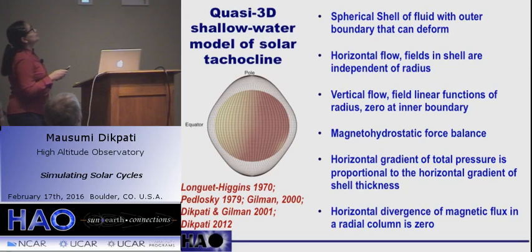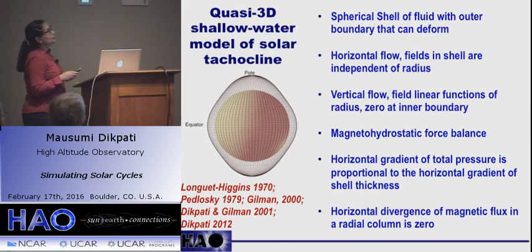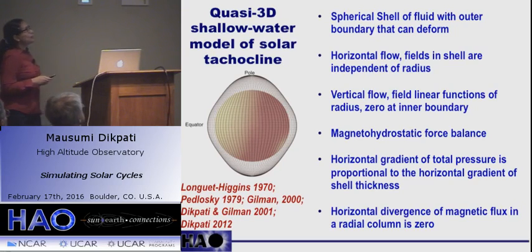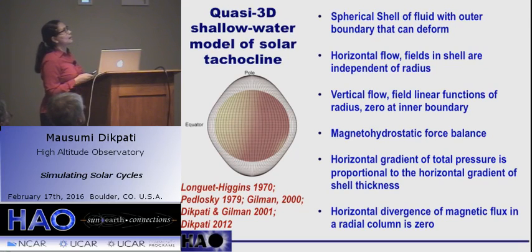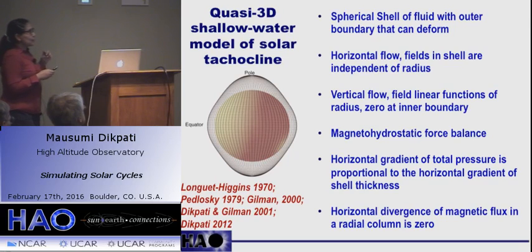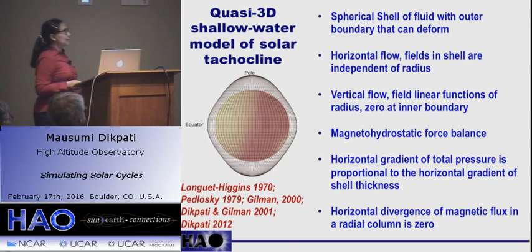Here is a shallow, or quasi-3D shallow water, model of the Tachocline. Basically, the Tachocline fluid is in a thin shell whose bottom boundary is rigid and whose top boundary can deform. Horizontal flow and fields in this shell are independent of radius, but vertical flow and fields can be a linear function of radius. This is in magnetohydrostatic force balance, and the horizontal divergence of magnetic flux in a radial column is 0.